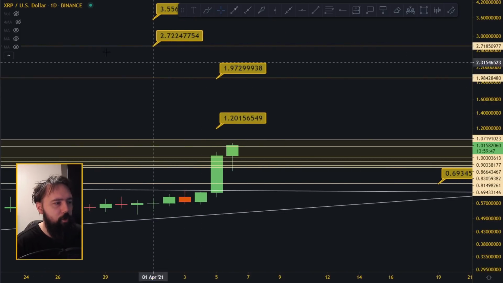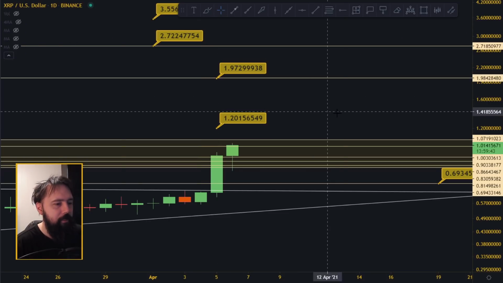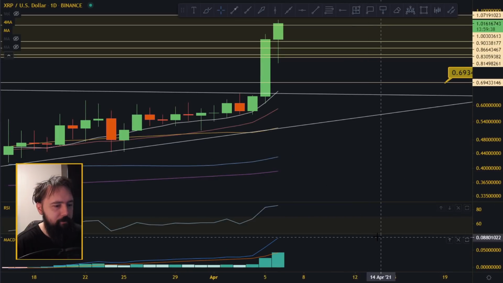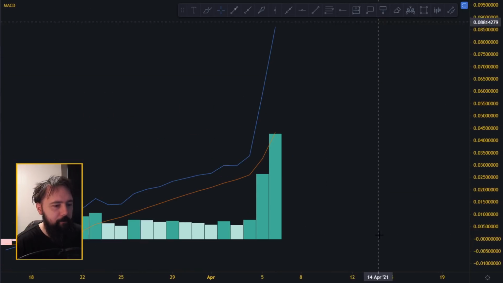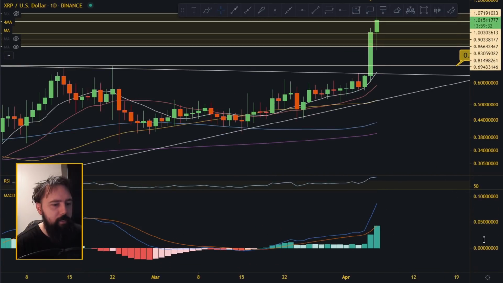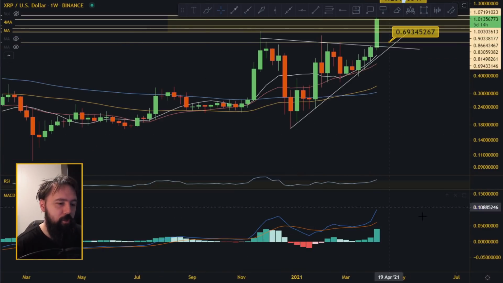Let me say a quick word on the technical indicators. Let me pop them up first. Okay, so this is the MACD on the daily, and you can see MACD is bullish. That means that we are in green, that means we are bullish. Also on the weekly we are bullish, so MACD is nice.